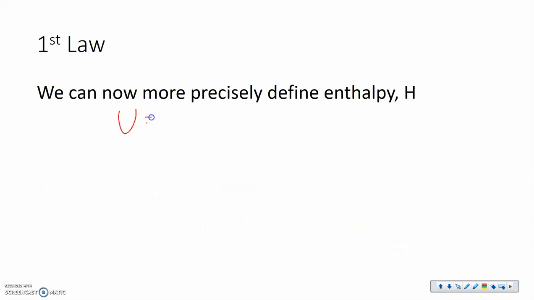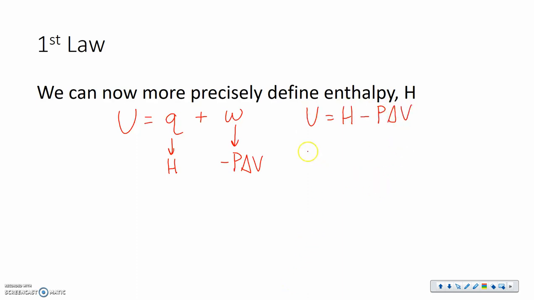If we said U was equal to Q plus work, we know Q is equal to my enthalpy, and work is equal to negative pressure times volume. So we end up with U is equal to H minus P delta V. If we solve for H, it's U plus P delta V. So now we have a more exact definition of enthalpy: it's the internal energy plus the pressure times change in volume.